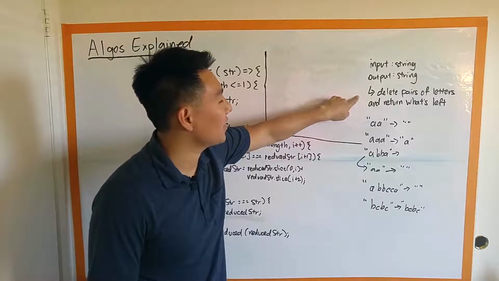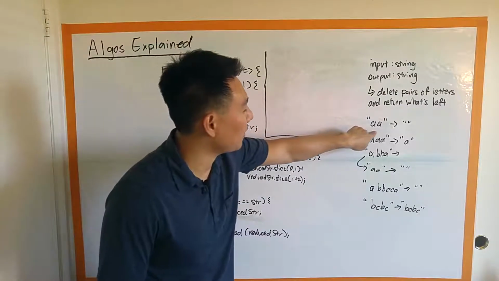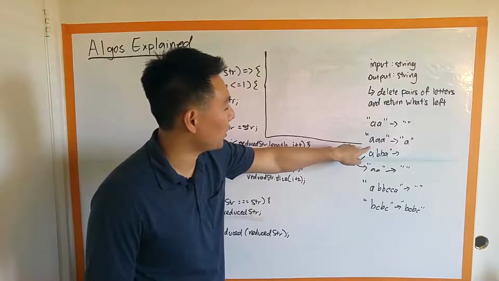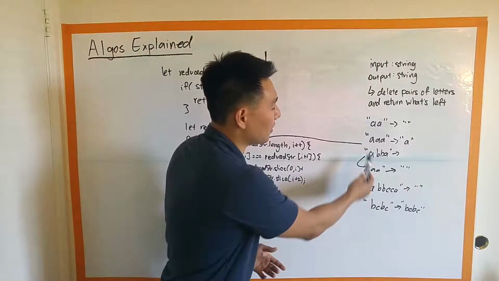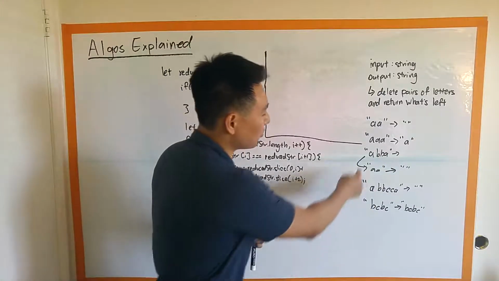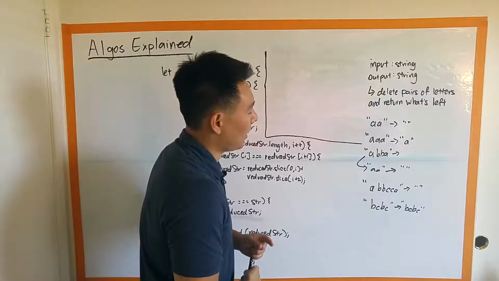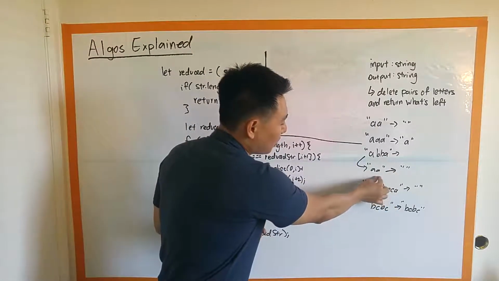We're going to be deleting pairs. If that's a pair, we want an empty string. If we have that, we want an A, because we just want to delete pairs. We don't want to delete duplicates or every single letter that was a pair. We just want to delete pairs at a time. And so something like this, we want to delete the BB, and also we want to delete the AA.